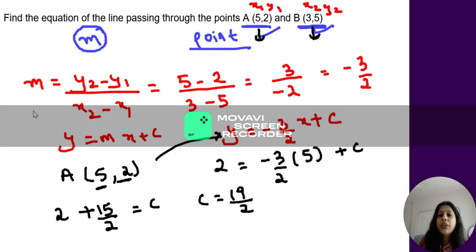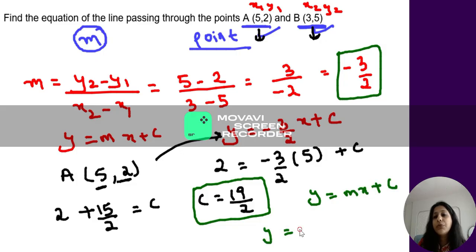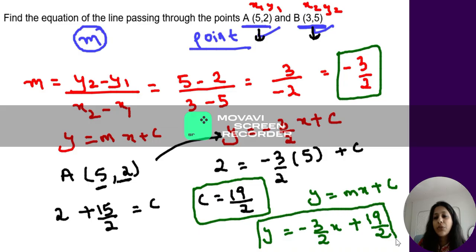Now you got the value of m, you got the value of c, put it in the general form. y is equal to mx plus c. That becomes y is equal to -3 by 2x plus 19 by 2. So this is the equation of the required line. Okay.